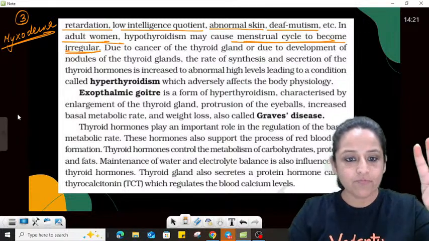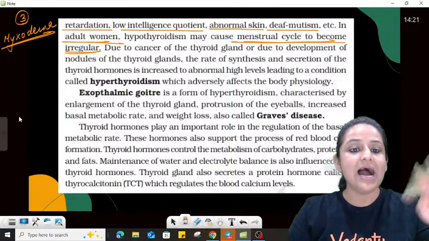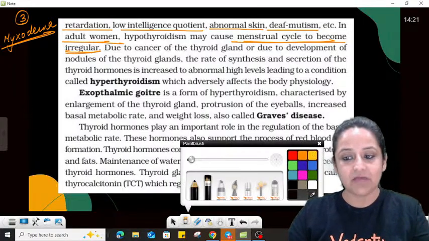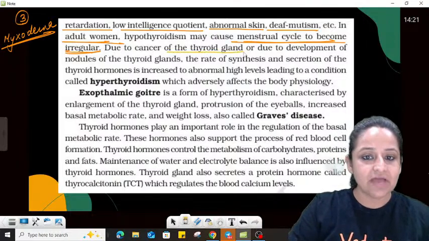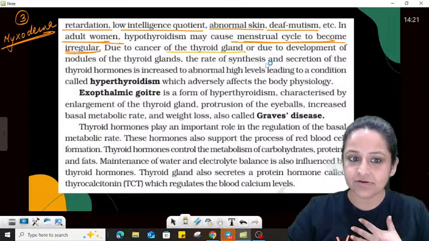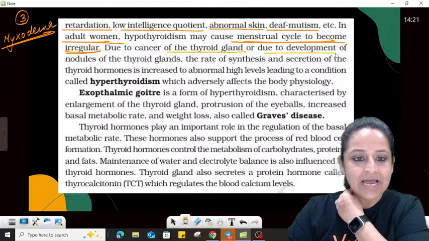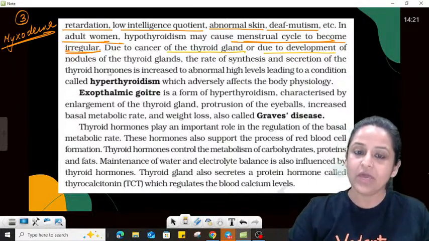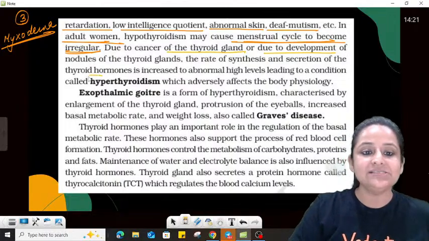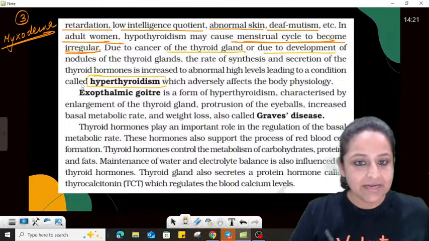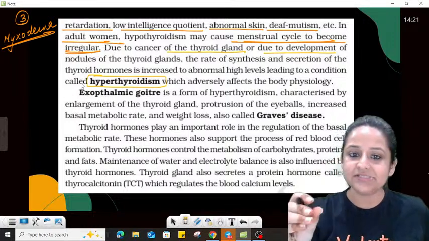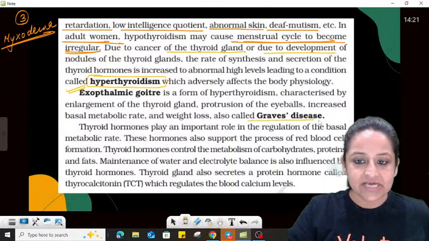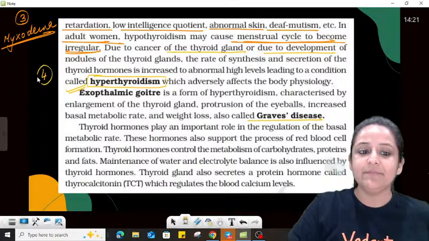And the fourth problem is hyperthyroidism. What happens in hyperthyroidism? Due to cancer of the thyroid gland, or because there are some nodules in the thyroid gland, the thyroxine hormone is produced in higher amounts. This higher production is called hyperthyroidism. There is one type of disease called exophthalmic goiter, also called Graves' disease. This is an example of hyperthyroidism.